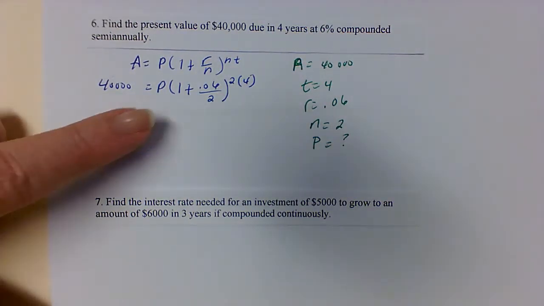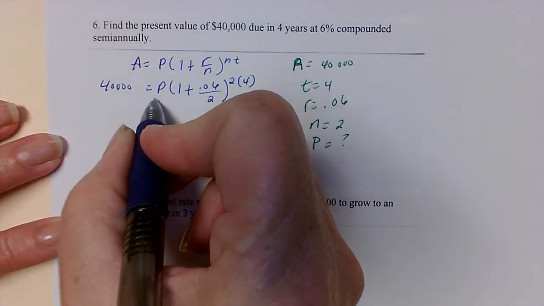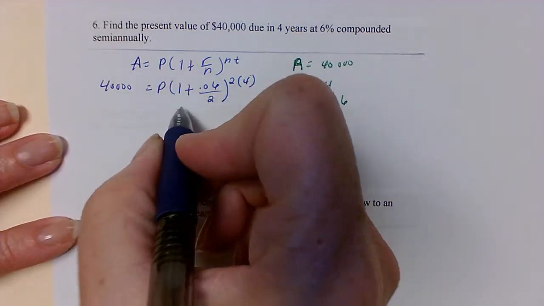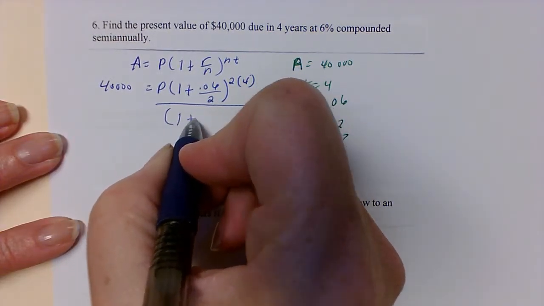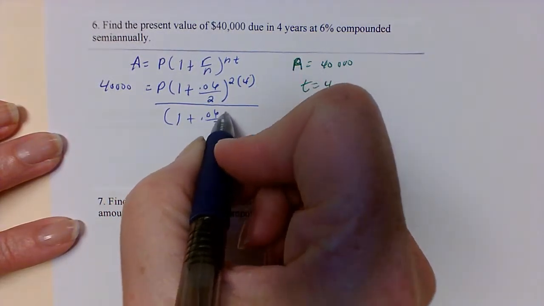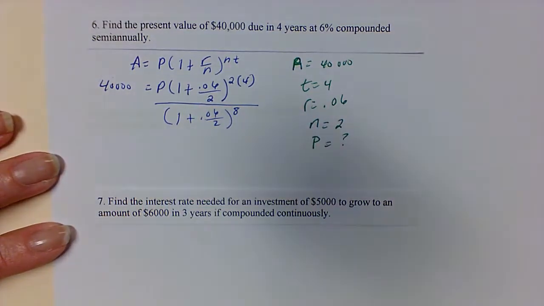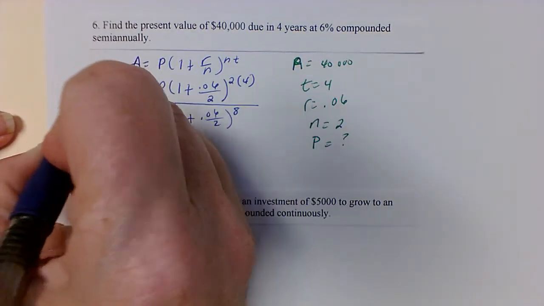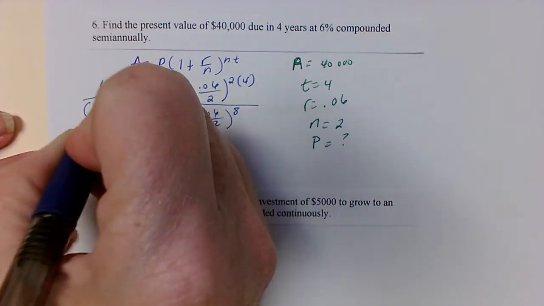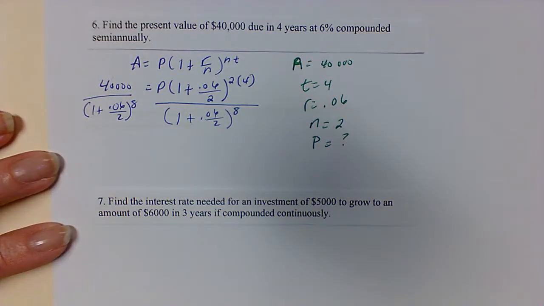So we need to solve for P in this case, so we are going to divide by everything that is not P. So we're going to divide by the 1 plus 0.06 over 2, raised to the 2 times 4. I'm going to go ahead and shrink that down to 8. We're going to do the same thing on this side. So 1 plus 0.06 divided by 2 raised to the 8.